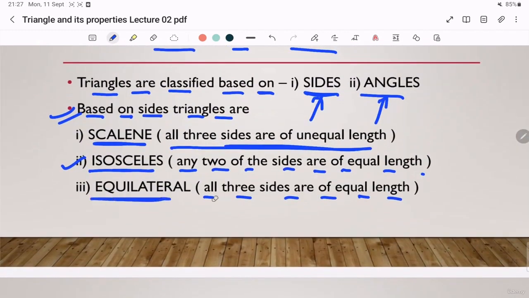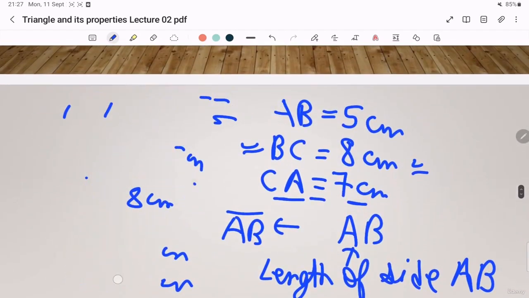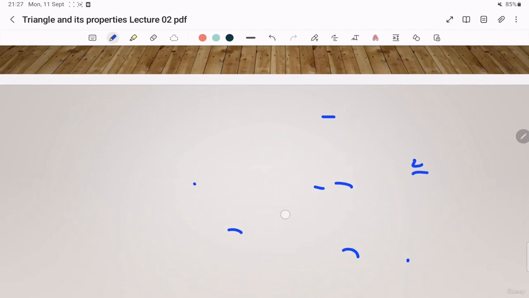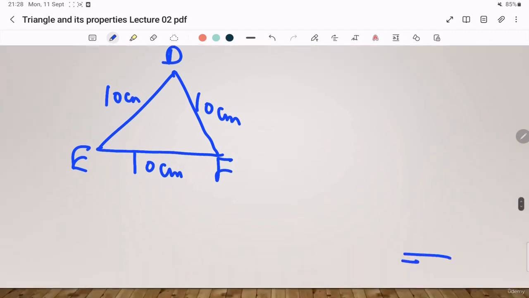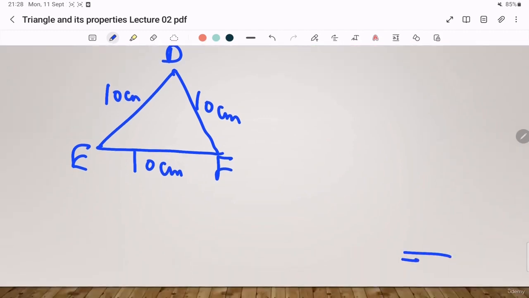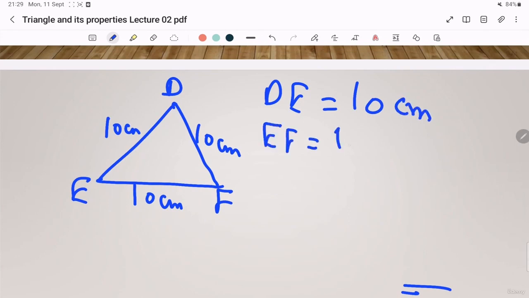And last triangle is equilateral triangle. All three sides are of equal length. D, E, F. Let's say this side is of 10 cm, this side is also 10 cm, and this side is also 10 cm. Then it is equilateral triangle because all three sides are of equal length. DE is equal to 10 cm, EF is 10 cm, FD is also 10 cm. So this is equilateral triangle.